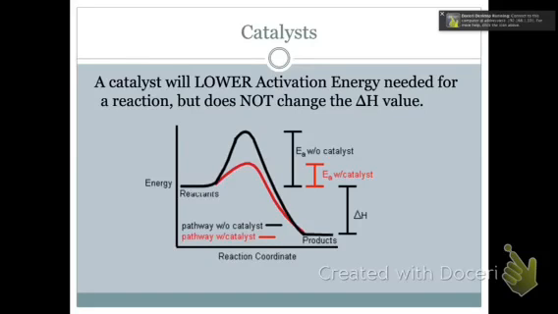Now, looking at a catalyst again, a catalyst is going to lower the activation energy needed for a reaction, but it does not change the delta H value. And remember, the delta H value is the amount of energy that is either given off or absorbed. So, when you're looking at this, these are your activation energies. Up here, without the catalyst, it's pretty high. And then when you add the catalyst, you're getting rid of that much energy, which is a considerable amount. All right.